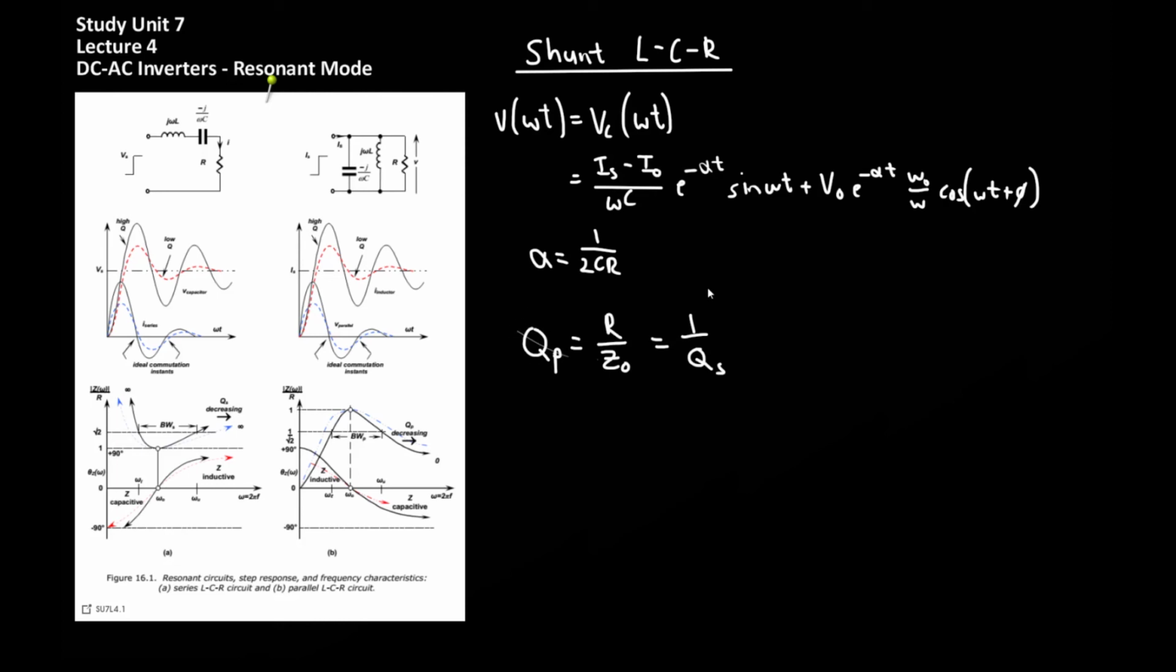And this completes lecture 4, which was a very quick summary of LCR networks, both series and shunt. Lecture 5, which is also the final lecture of the study, will look at how these types of networks can be used to implement a resonant mode DC to AC inverter.